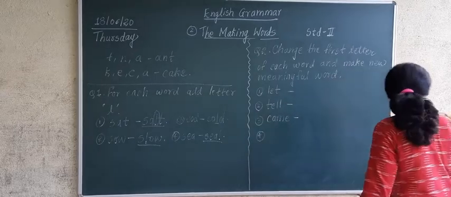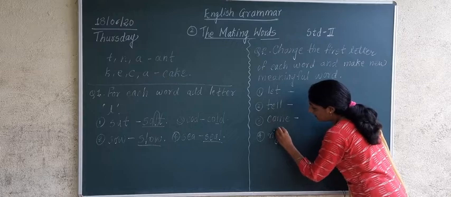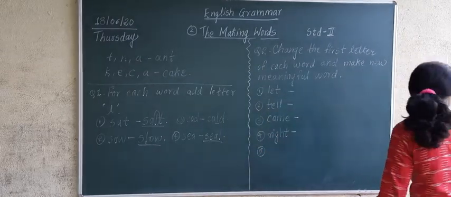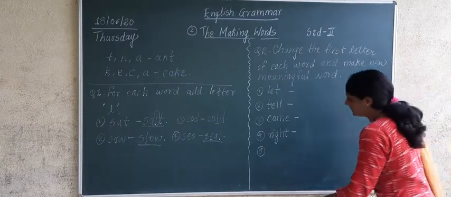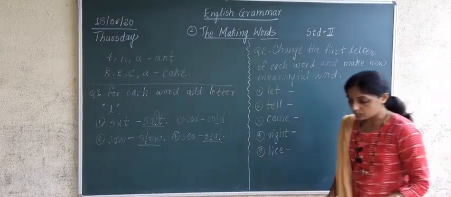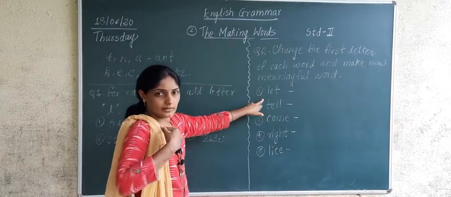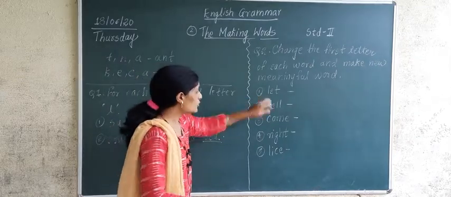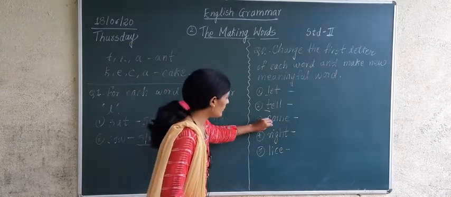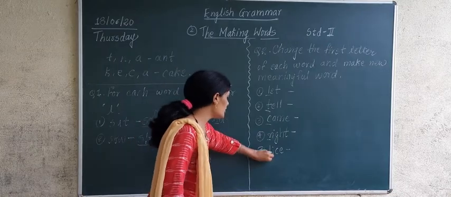The fourth example which I am taking here is RIGHT, right. And one more example, the fifth one, that is LICE, lice. Now in these words what are we going to do? We are going to change the first letter of all these words. Here we are going to change L. Here we are going to change T. Here we are going to change C. Here we are going to change R. And here we are going to change L.